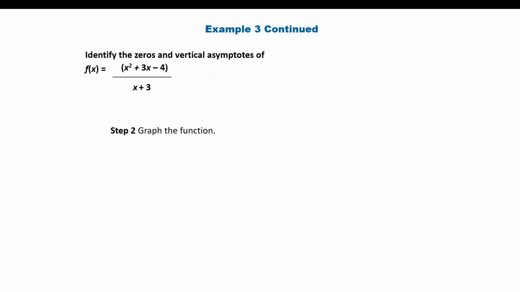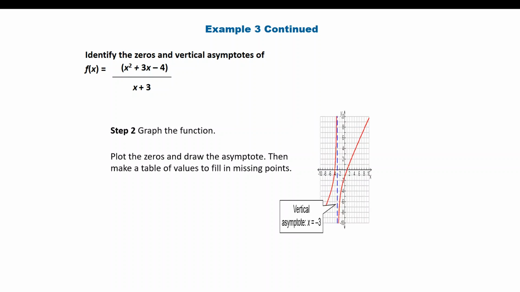All right, so continuing on, here's our function some more. The next thing we're supposed to do is graph it. So in order to graph it, you can plot the zeros and draw the asymptotes, then make a table of values to fill in the missing points. And I'm okay if you just look this up on your calculator, but you need to be pretty accurate on your graphs when you draw them.